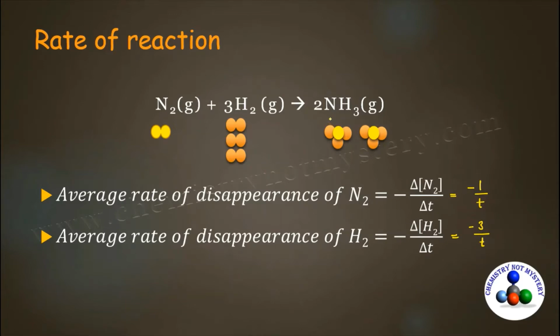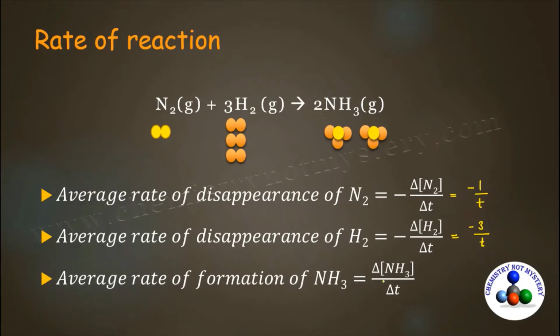Now come to the rate of formation of ammonia. You will get the formula delta ammonia over delta T. Here you can see 2 moles of ammonia are formed in a given period of time. But as we just have studied, the rate of reaction either can be expressed in terms of change in concentration of reactants in a given period of time, or it can be expressed in terms of change in concentration of product in a given period of time. So that means the change in concentration of nitrogen or hydrogen or ammonia, they all actually give the rate of reaction.